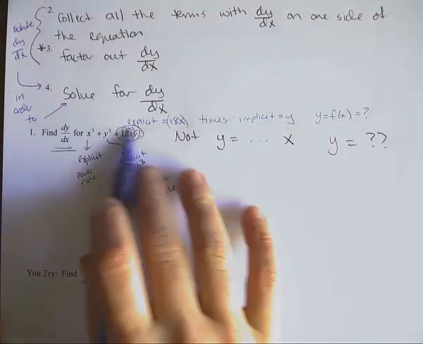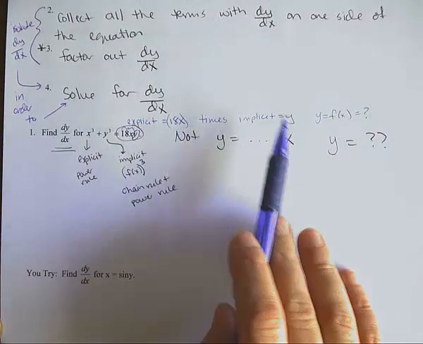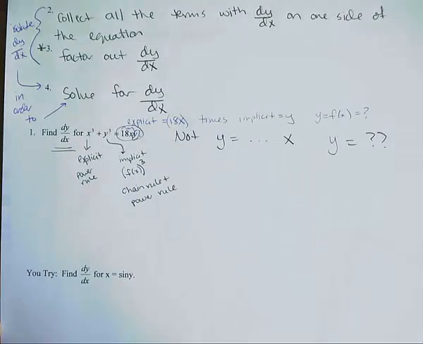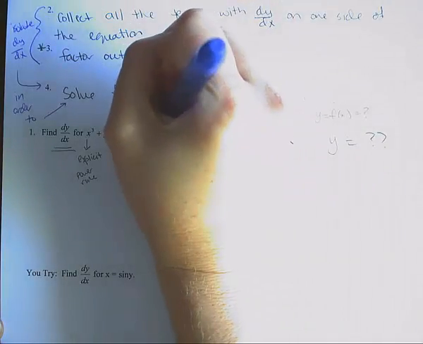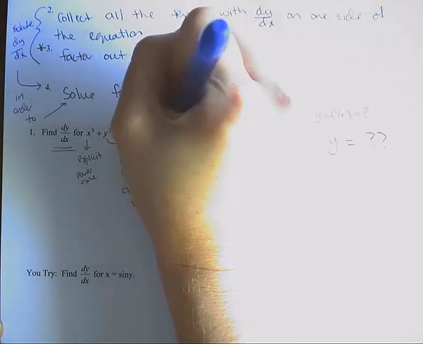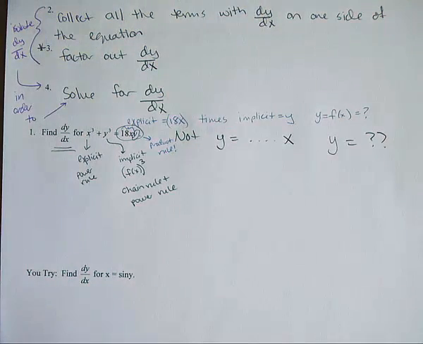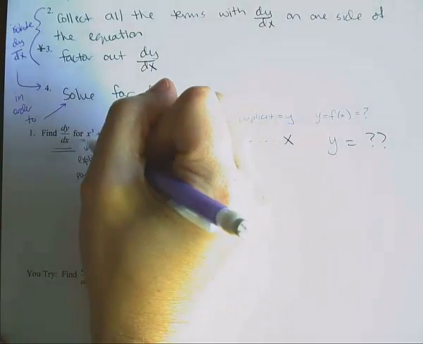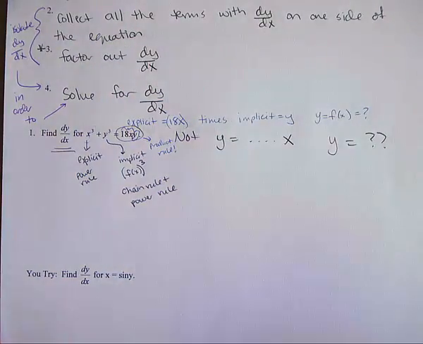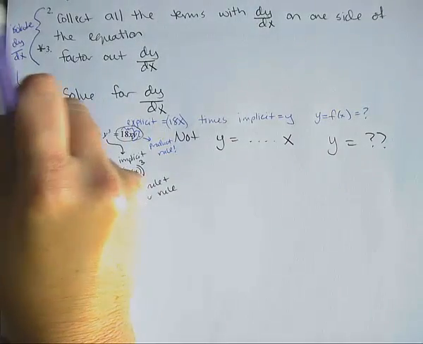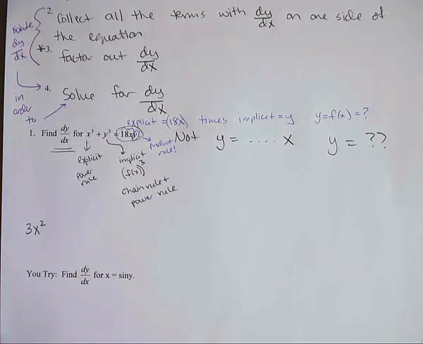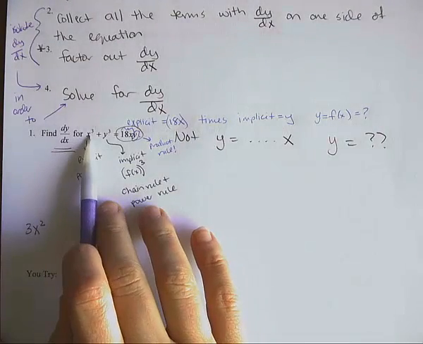So in this scenario, because it's an explicit function times an implicit function, we're going to have to use the product rule. So that's what the last piece requires. So let's go through term by term and find dy dx. For the first term, it's just x to the third power, so I just use the power rule, and I get 3x squared. That's the derivative of x to the third.